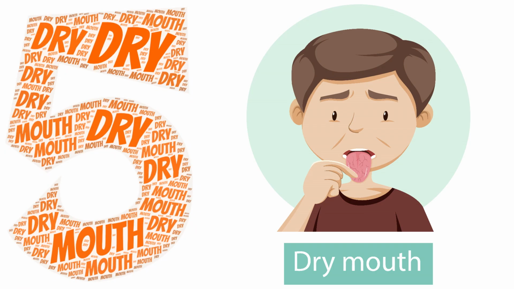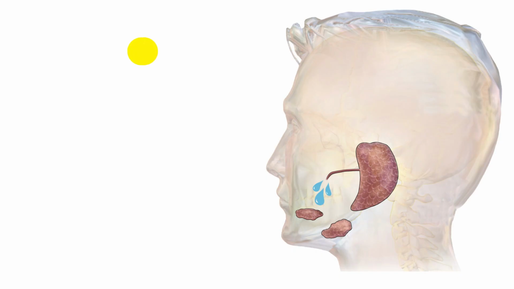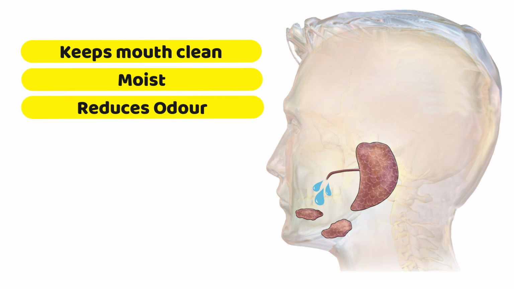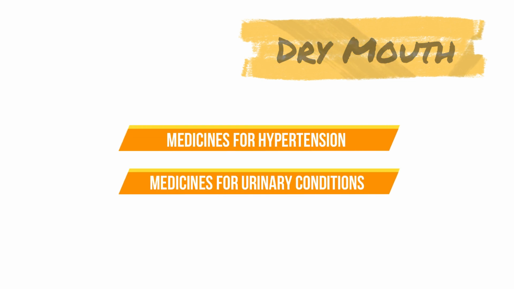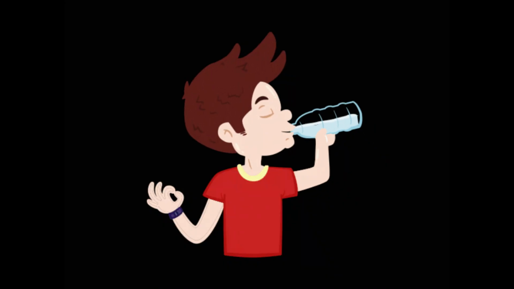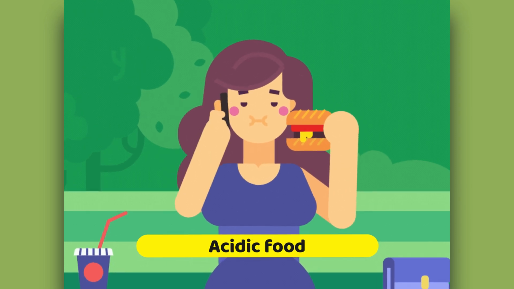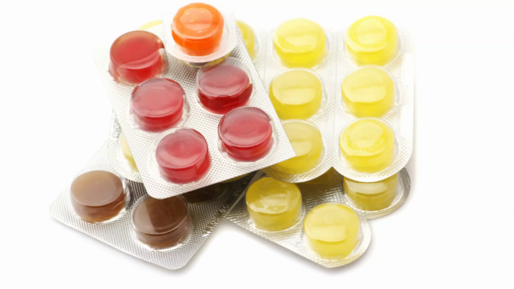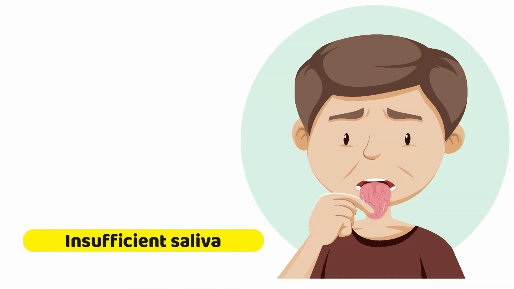Fifth is dry mouth. Dry mouth can occur if you don't produce enough saliva. Saliva helps keep your mouth clean and moist and it reduces odor. Dry mouth can be a problem if you have a salivary gland condition or you sleep with your mouth open or you take certain medications, including those that are used to treat high blood pressure and urinary conditions. So make sure that you drink sufficient water throughout the day. Chewing or consuming acidic food also helps improve the salivary flow. Sometimes you may need salivary substitutes, especially if your body is not producing enough saliva.